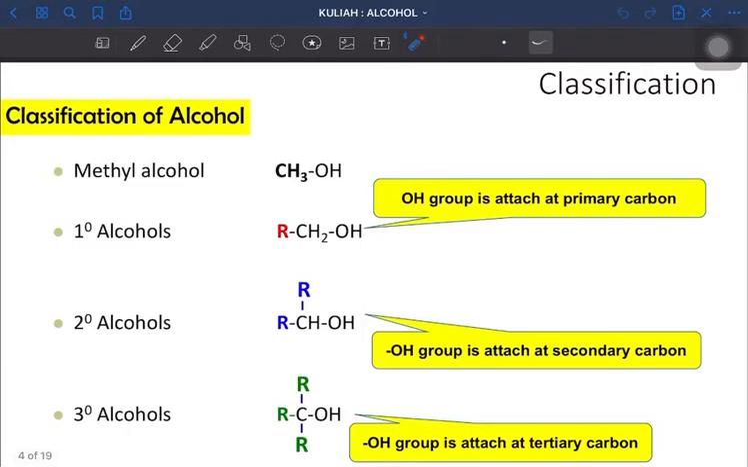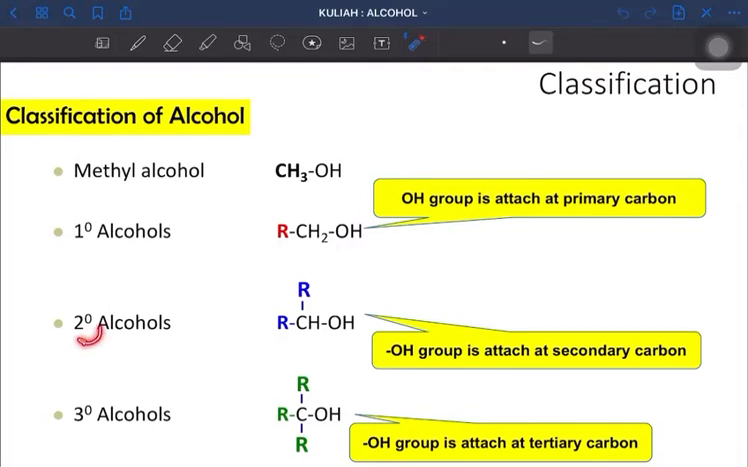Okay, next, let's look into the classification of alcohol. So first we have methyl alcohol, where the hydroxyl group is attached directly to the methyl, CH3. And then second one, we have the primary alcohol, where the OH group is attached at the primary carbon. So here we have OH attached to this primary carbon because this carbon is attached to only 1 alkyl group. So this is the primary alcohol.